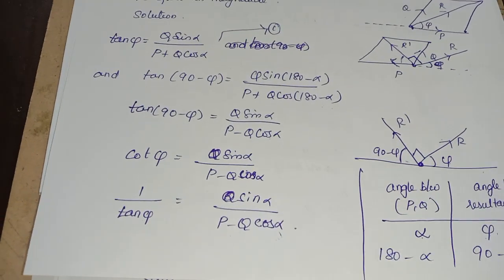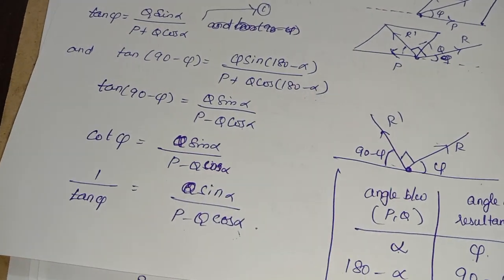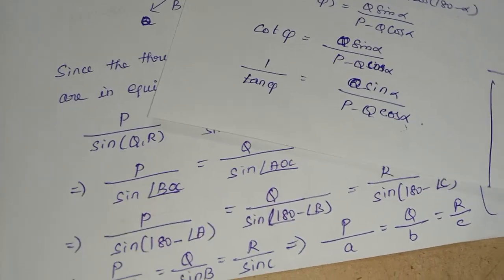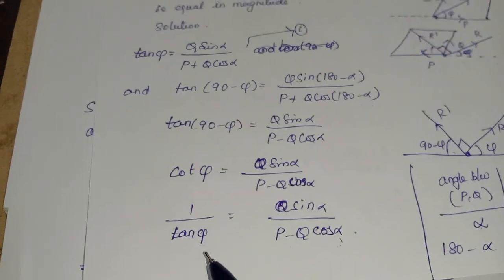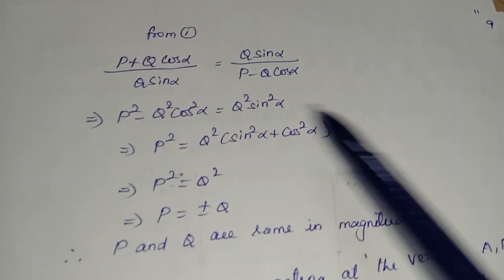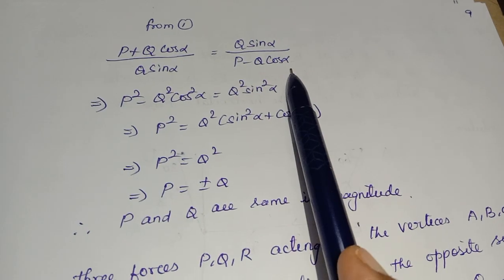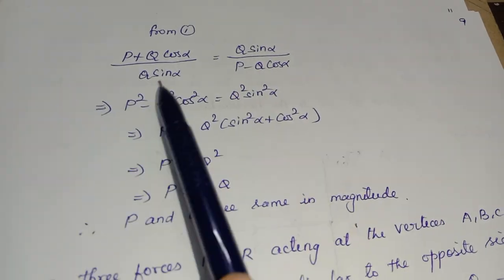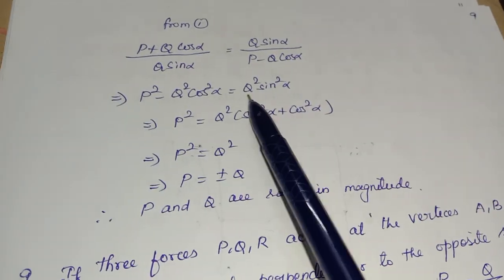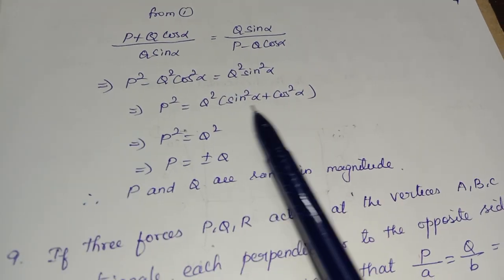Now let us simplify this. So 1 by tan phi equals q sin alpha by p minus q cos alpha. Instead of this tan phi, I am going to substitute this value, q sin alpha by p plus q cos alpha. So when you substitute, you have p plus q cos alpha by q sin alpha equals q sin alpha by p minus q cos alpha. Now let's cross multiply. This is like a plus b into a minus b, so it's a square minus b square, equal to q square sin square alpha. So p square equals q square into sin square alpha plus cos square alpha, which will be 1.